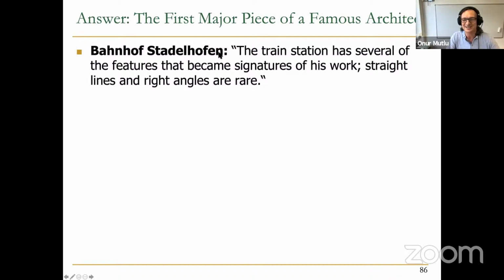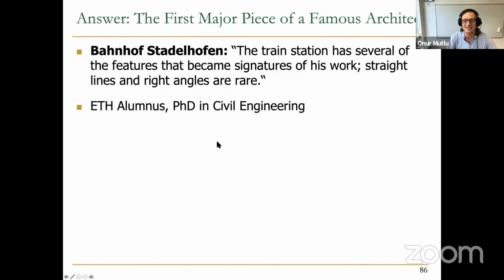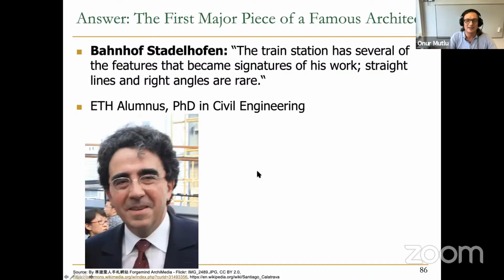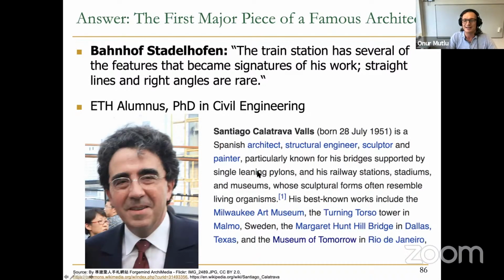Have you taken digital design and computer architecture? No, okay, good. That's even better. Because I covered something similar in digital design and computer architecture, since I think this is very fundamental. The architect is actually an ETH alumnus. He has a PhD in civil engineering, but he's a very multifaceted person, not only an engineer but also an architect. And it's Santiago Calatrava.